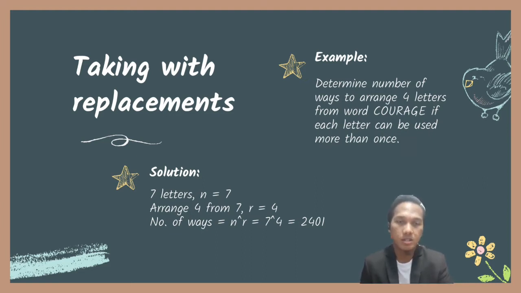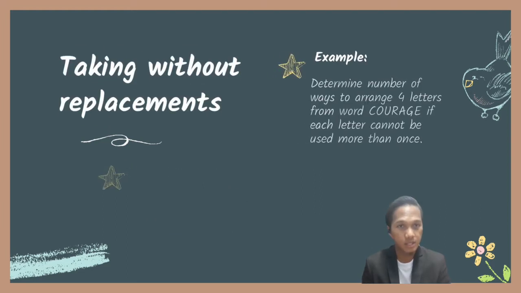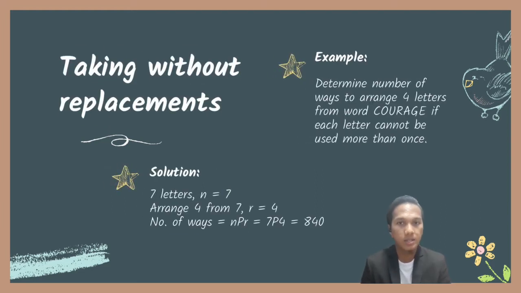Let's look at another example for another case, which is taking without replacement. The question is quite similar to the question before, but it is the exact opposite. This question asks us to determine the number of ways to arrange 4 letters from the word courage if each letter cannot be used more than once. So we can identify that this question is for the case taken without replacement, because the keyword here is each letter cannot be used more than once.